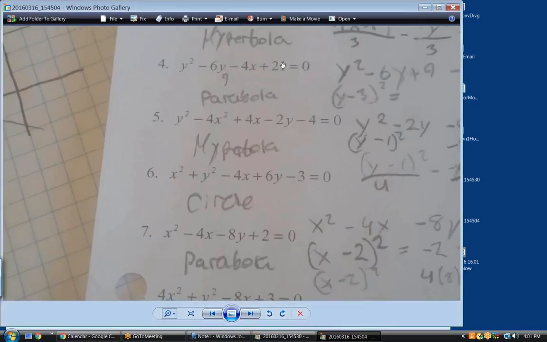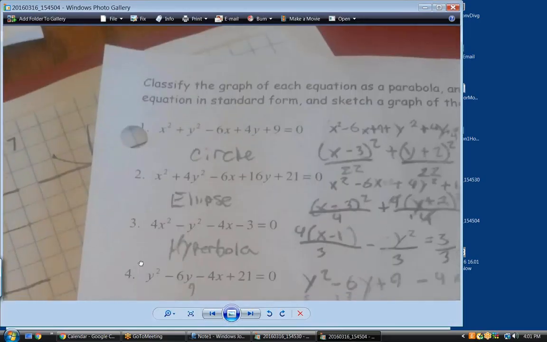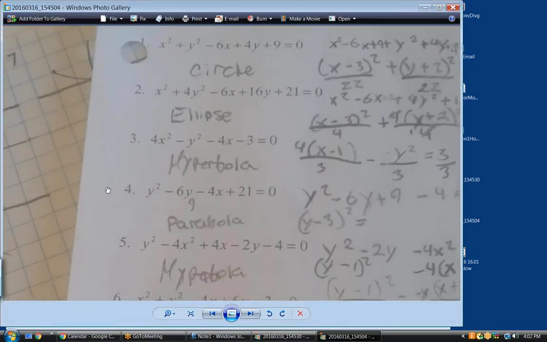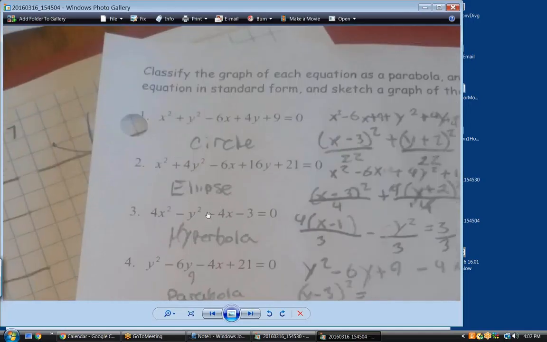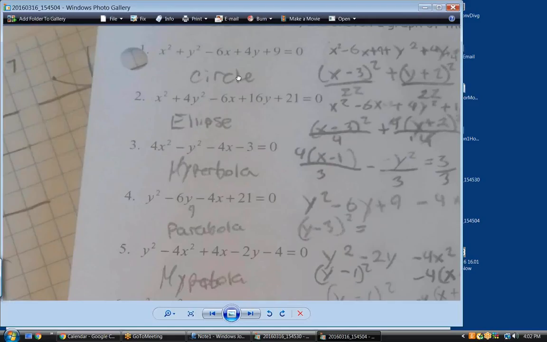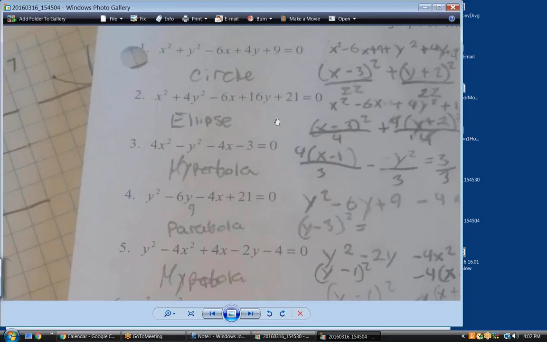So they're giving you these polynomials, and they're asking you to determine which conic section they are, classify the graph, and sketch it. All of these are going to be essentially the same in that you're going to try to put them in the general format of whatever conic section you see that it is. And you essentially do it by completing the square, every one of them.